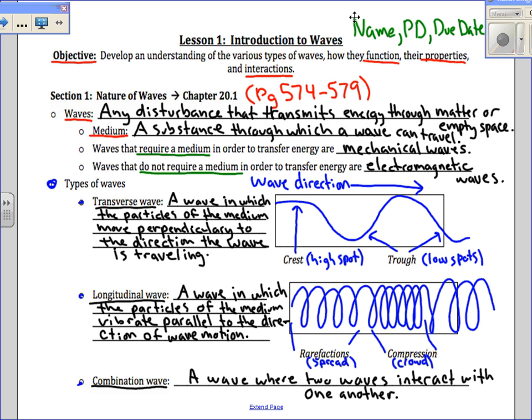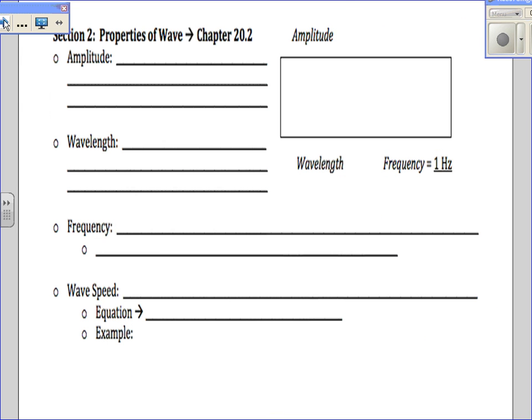Now what I'd like to do is move on to section 2. Section 2 talks about the properties of waves. This is chapter 20.2, pages 580 to 583.